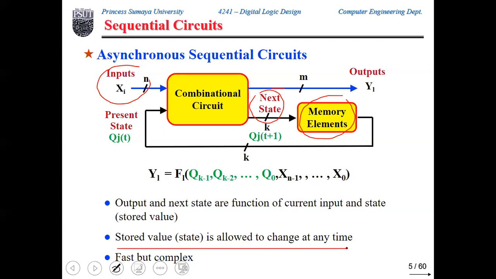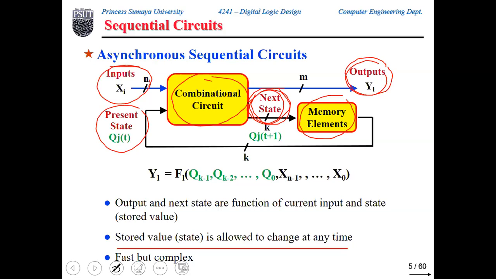But I want you always to remember this diagram, that we have inputs, we have outputs in such circuits, similar to the combinational circuits we covered earlier. And at the same time, the combinational circuit does not only take the external inputs as inputs, it also takes the stored value or the present state to output not only the observed outputs, or the outputs that we see as users, but also to compute or calculate the next state, or the new value to be stored in memory. And this is very important.